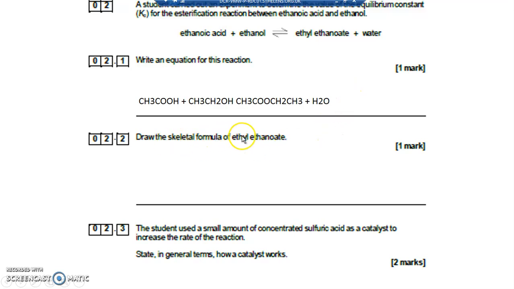Draw the skeletal formula of ethyl ethanoate. Well, before you draw a skeletal formula, I would always draw this out. So I'd always draw it out and see what it looks like. CH3COO, CH2CH3. I would always draw that. And then you can draw out the skeletal formula.